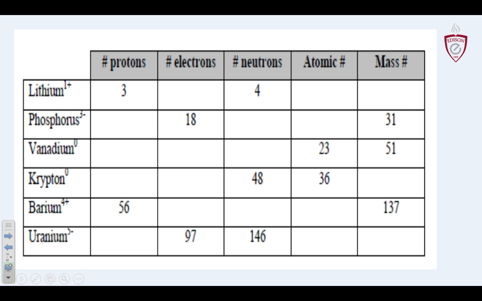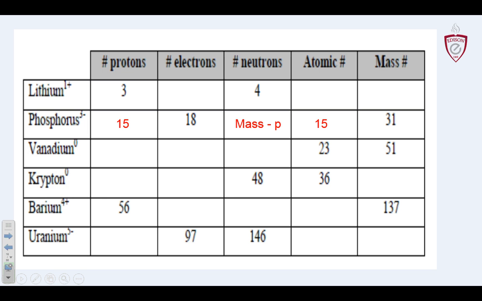Moving on to the next one. Phosphorus, 3 negative. The first thing we have to do is look up the atomic number for phosphorus, P, on the periodic table. 15 is the atomic number. So if the atomic number is 15, my protons also have to be 15. Now I'm going to look at my number of neutrons. My mass is 31 and my atomic number is 15, so I'm going to say 31 minus 15.